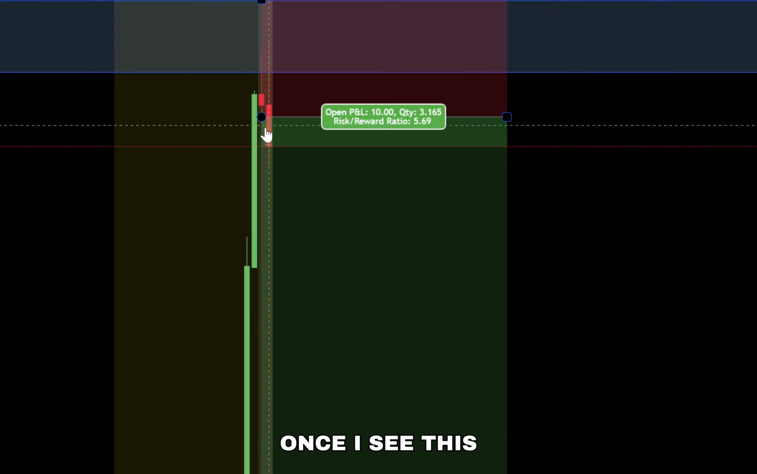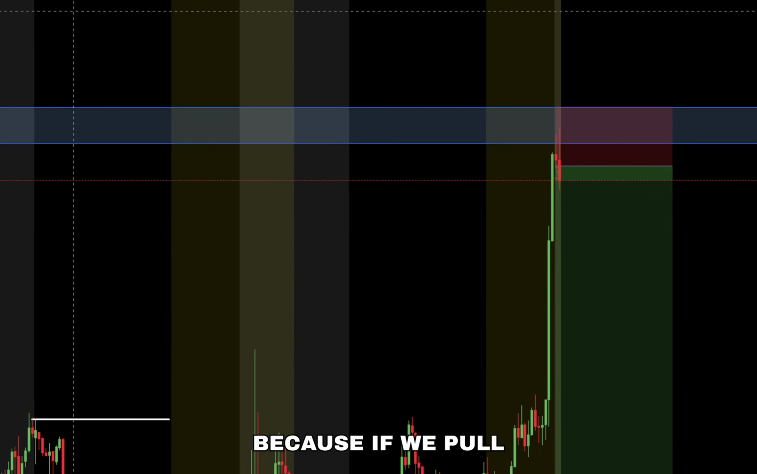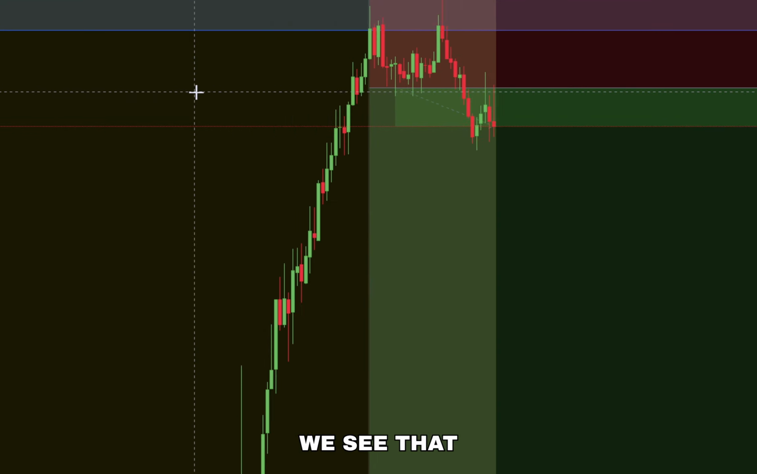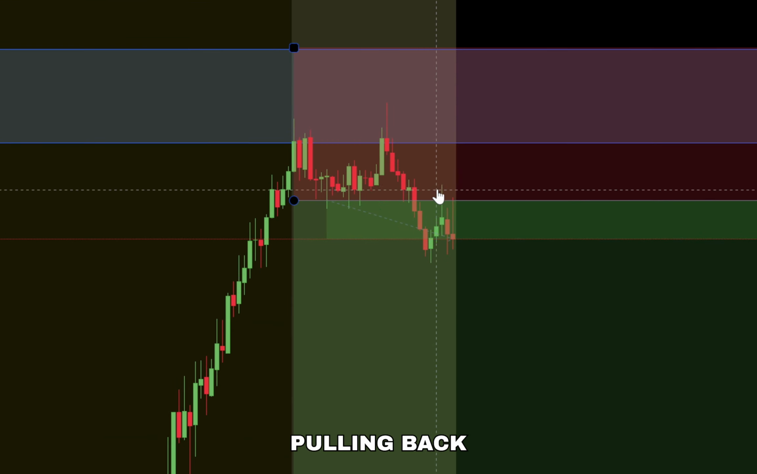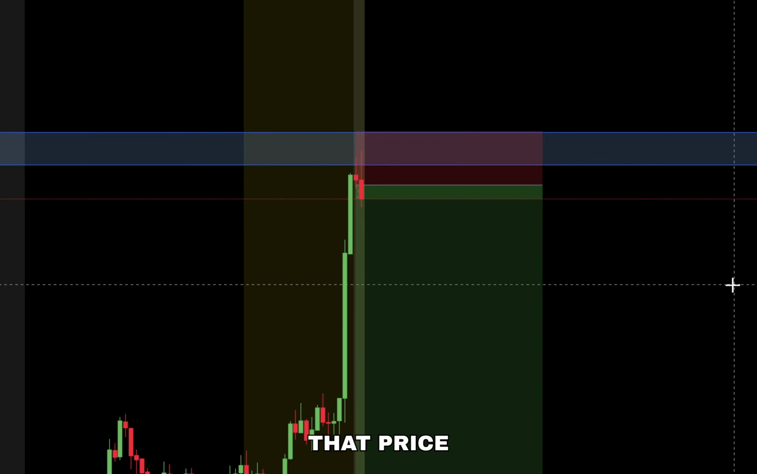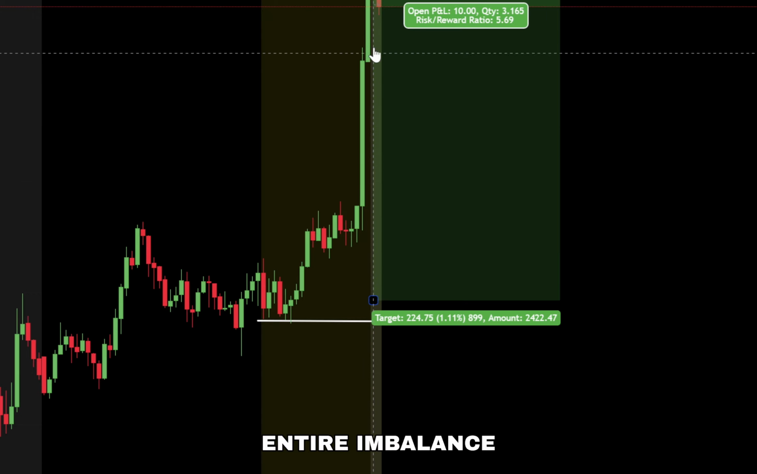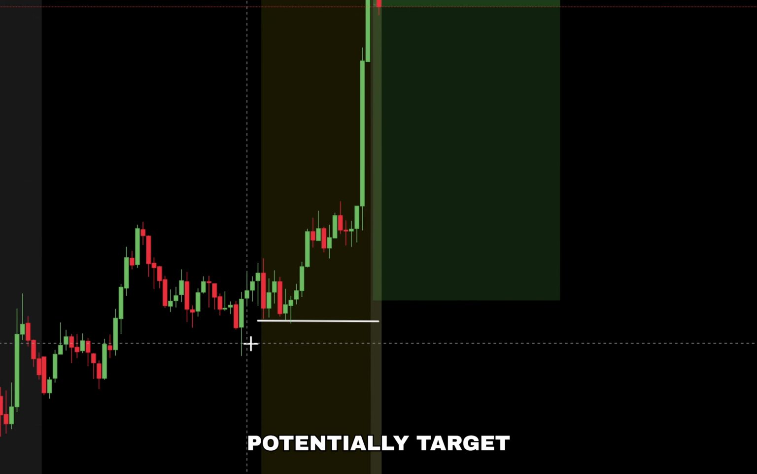What happens next? Once I see this candlestick that rejects, I'm inside of this trade, because if we pull down to the 1 minute as well, we see that market structure shift right here and price pulling back for it to go lower. So at that point, I knew there was more probability that price would go lower, fill the whole entire imbalance, and then potentially target these lows.